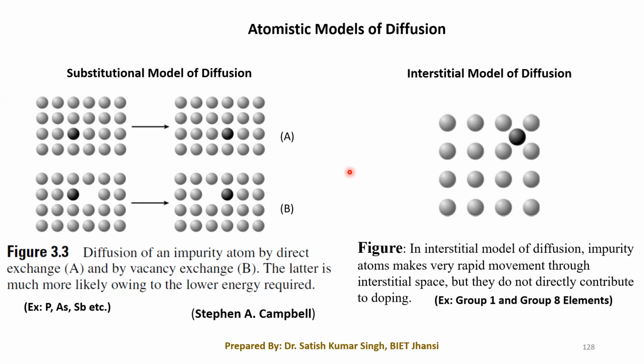So one more thing that we have to remember is the interstitial dopants are your group 1 and group 8 elements, okay. These are examples of interstitial dopants. So whenever we have silicon as a host material, and if you add any group 1 or group 8 material, these materials are going to diffuse through your silicon with this particular interstitial model, okay. It will be moving through the interstitial spaces.